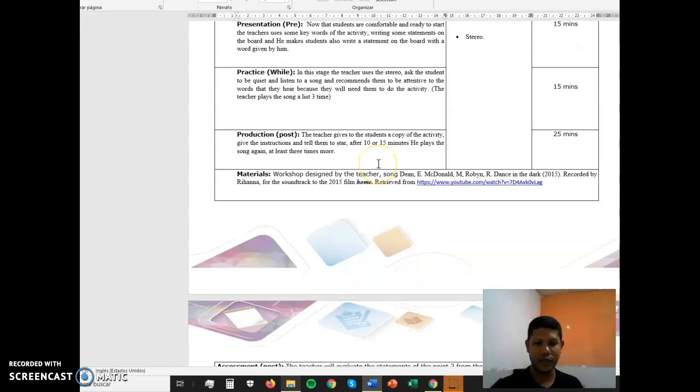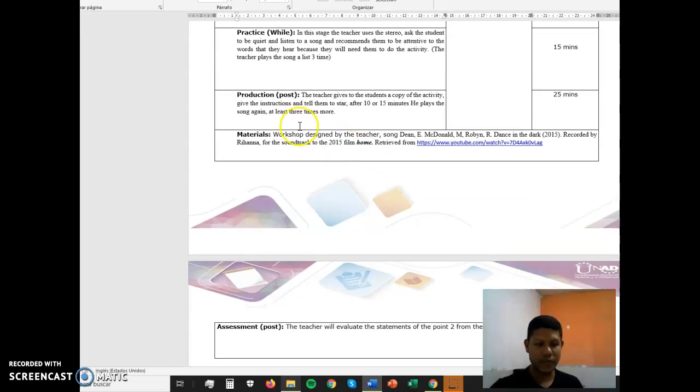So the teacher can play the song a couple of times so the students are comfortable and ready to do the activity. For the production, the teacher will give the students a copy of the activity, give the instructions, explain what they have to do on the copy, and tell them to start after 5 or 10 minutes.